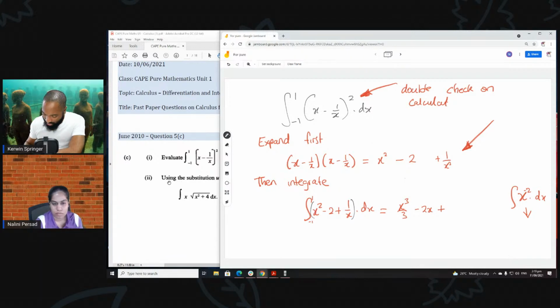So hopefully you all could agree with me. Now this should be negative 1 over x. Are you good with that? So this is the answer here when we integrate everything. And we want this between the limits of negative 1 and 1. So if I could just lasso this and get this on the next page, can I do that?